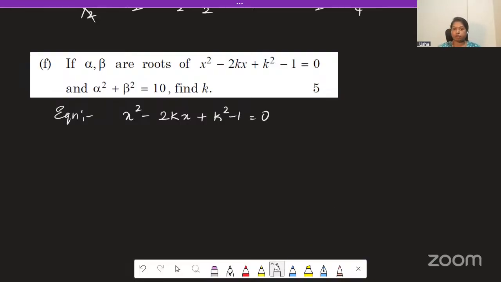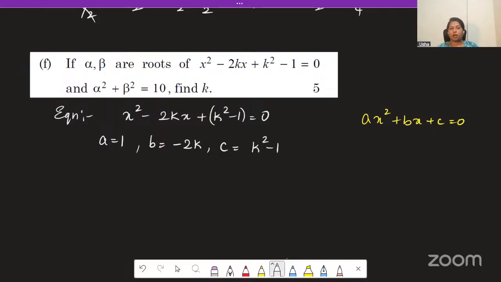Now understand how to identify the variables for this. What is the standard form of the equation? Ax square plus bx plus c equals 0, right? Coefficient of x square is a. So what is a here? 1. Coefficient of x square, nothing is there, it means it is 1. Coefficient of x is b. So b is along with x, whatever is there including sign, which is minus 2k. C is the term without x, the constant term. Here we have k square minus 1 together as c. Understood? A, b, and c you need to properly identify.